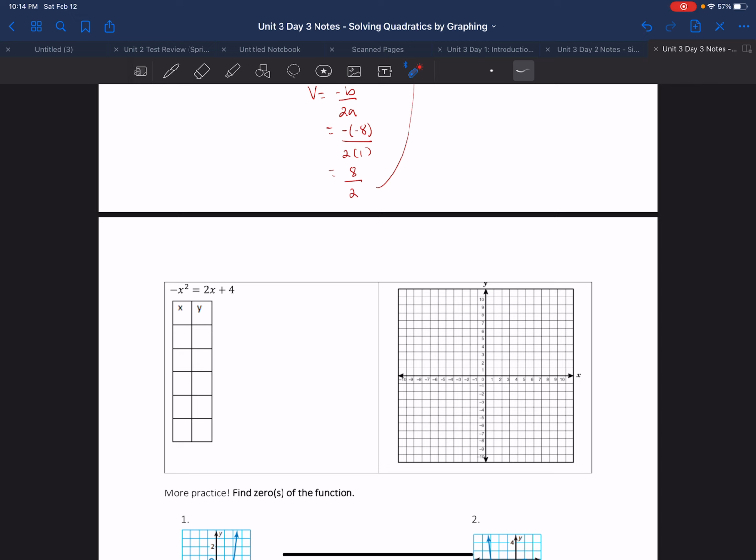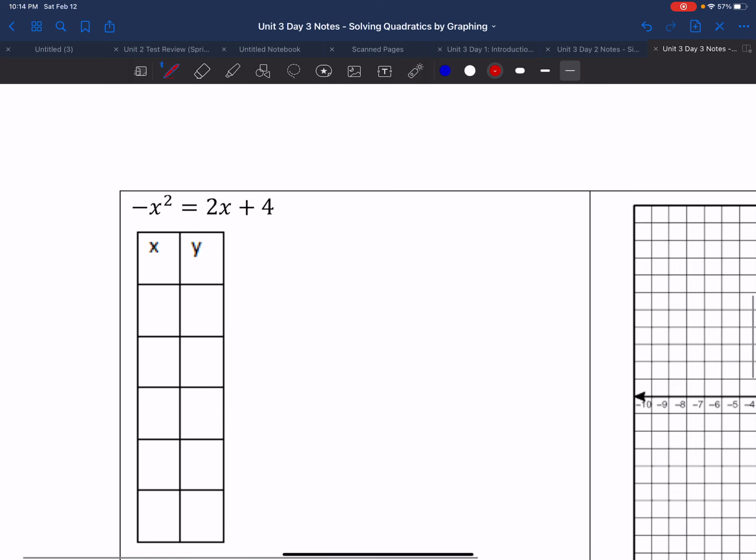Okay, this one, we have negative x squared is equal to 2x plus 4. I'm going to go a little faster. So I'm left with, okay, so I need to subtract both sides by 2x. So I have negative x squared minus 2x. Got to subtract both sides by 4. So there you go. And this is A, B, and C. A is -1. B is -2.